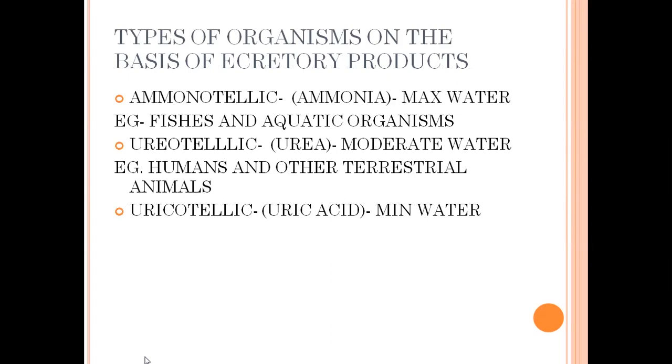The third category of organisms under this is uricotelic, in which the excretory waste material is uric acid. The water requirement for the elimination of uric acid is minimal. Hence, this mode of excretion is seen in the organisms which are inhabiting water scarce habitats such as deserts, etc. So this kind of excretory mode is seen usually in case of birds and reptiles.